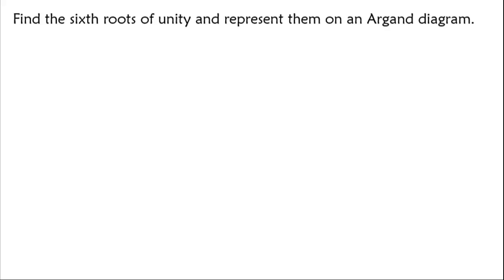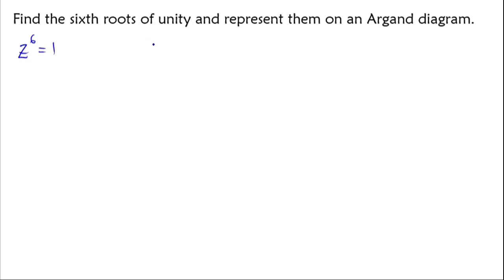Find the 60th root of unity and represent them on an Argand diagram. Okay, so the 60th root of unity are the complex numbers that satisfy the equation z raised to the power 6 is equal to 1. So we can write 1 in polar form.